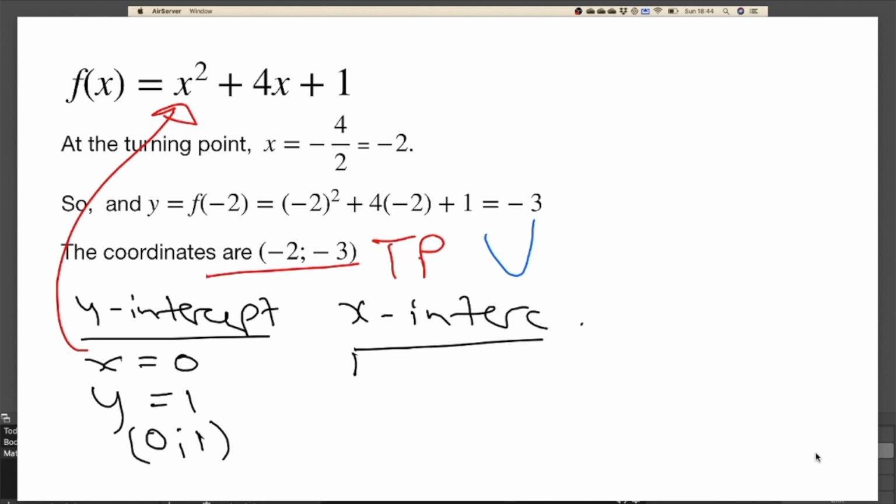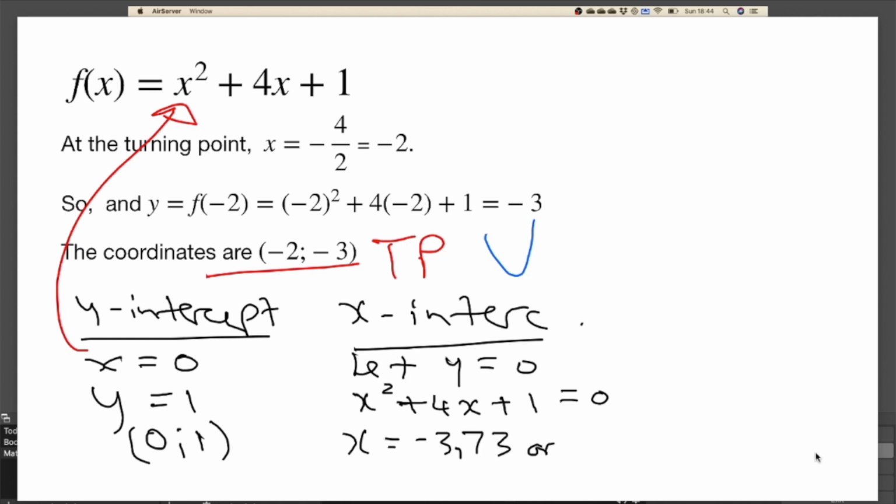The other intercept we can look for is the x-intercept. For the x-intercept, remember, let y equal to 0. Now that will give you the equation x squared plus 4x plus 1 is equal to 0. If you solve that, you can use the quadratic formula. If you solve that using the quadratic formula, you will get x is equal to negative 3,73 or negative 0,27.